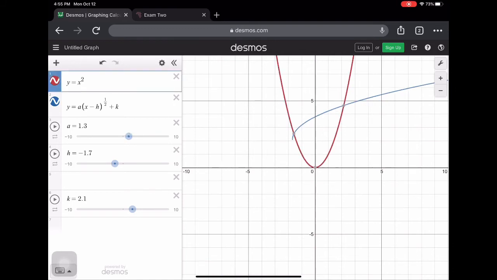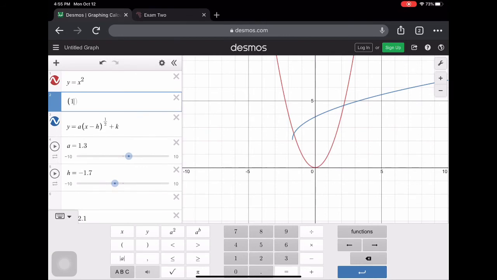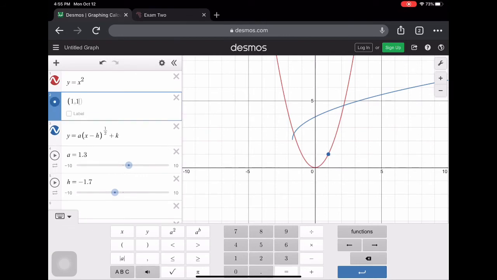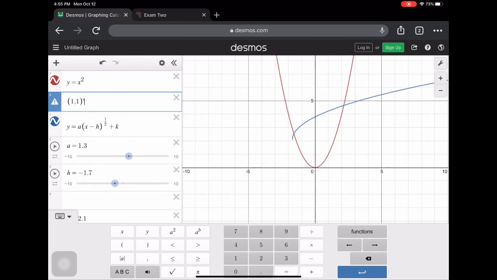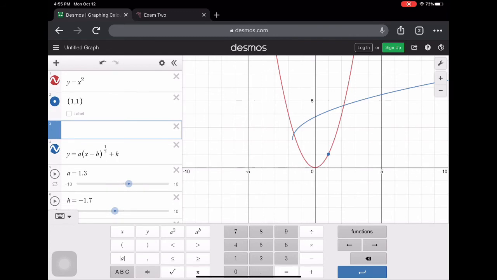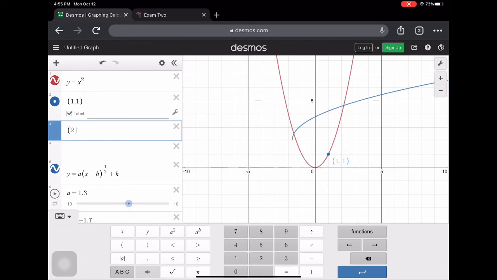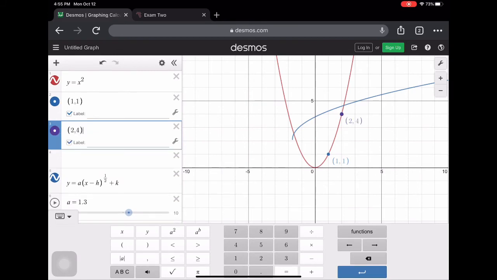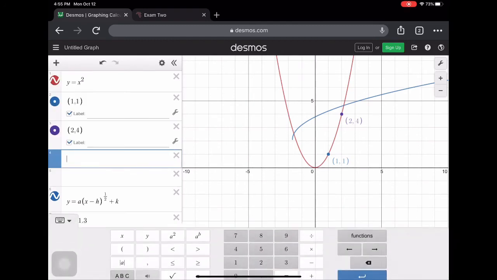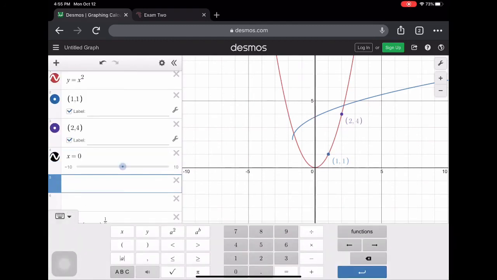When I was asking you guys about creating 2 new points for your discussion post, what I wanted you to notice is that on a standard parabola, there are specific points that are always true. (1, 1) is always on a standard parabola because 1 squared is 1, and (2, 4) is always on a standard parabola because 2 squared is 4. And then there's the axis of symmetry, which goes through the vertex.